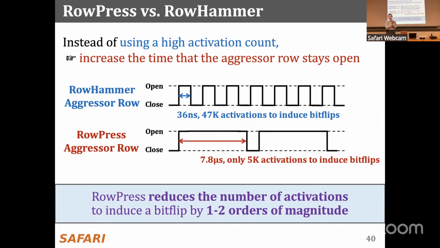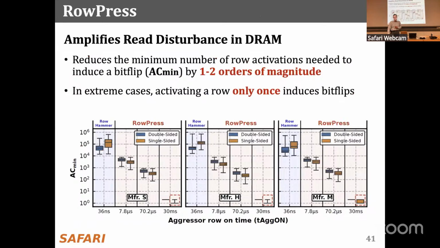Now, if you actually keep the row open a little bit longer, again within the boundaries allowed by the standard, it turns out you can induce bit flips with much fewer activations. So basically, with 1 to 2 orders of magnitude smaller number of activations, you can induce these bit flips. It turns out this is a different type of read disturbance mechanism, which was not well known at all when we wrote our paper. This is something that we discovered in the field using our experimental setup, and we had no idea.